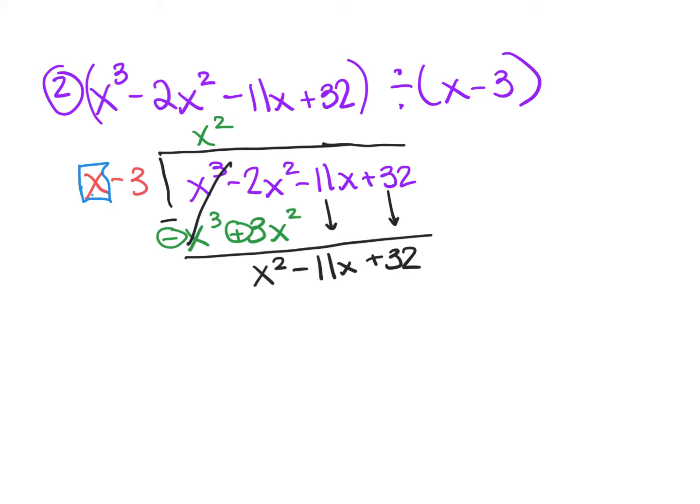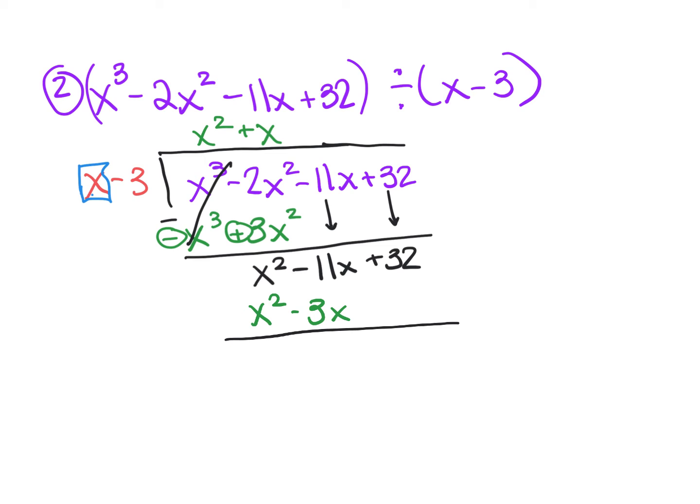And again, I start my process. How many times will this x go into x squared? Or what times x gives me x squared? That's going to be a positive x. Start your multiplication again. X times x is x squared. X times negative 3 is negative 3x.